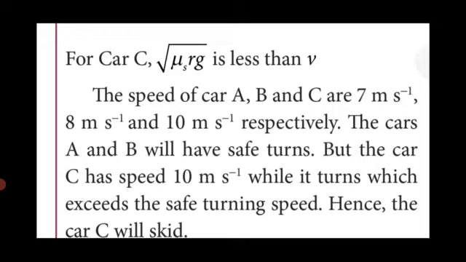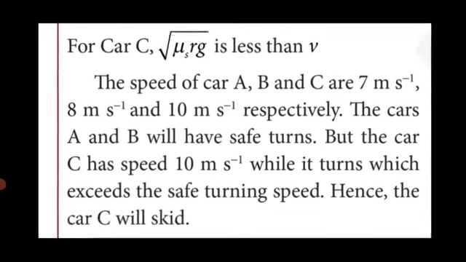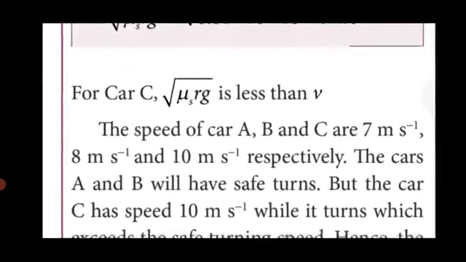The cars A and B will have a safe turn, but car C has a speed of 10 meter per second, that is, v is more. So while it turns, it exceeds the safe turning speed, hence car C will skid. So which skids? C. So usually skidding means v should be more, and root of mu s rg is less.